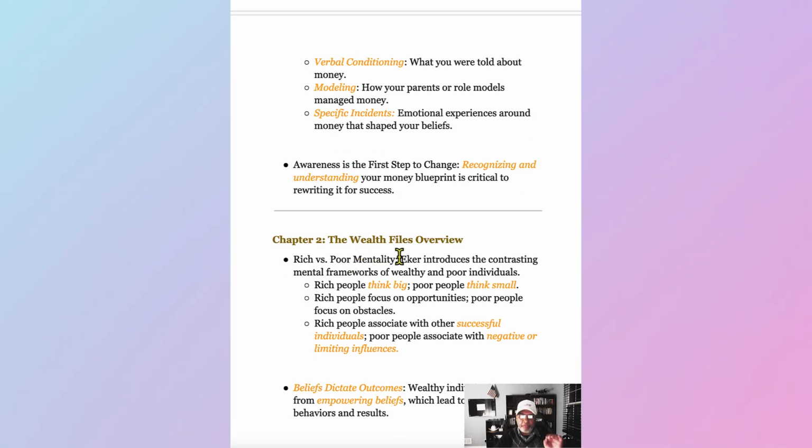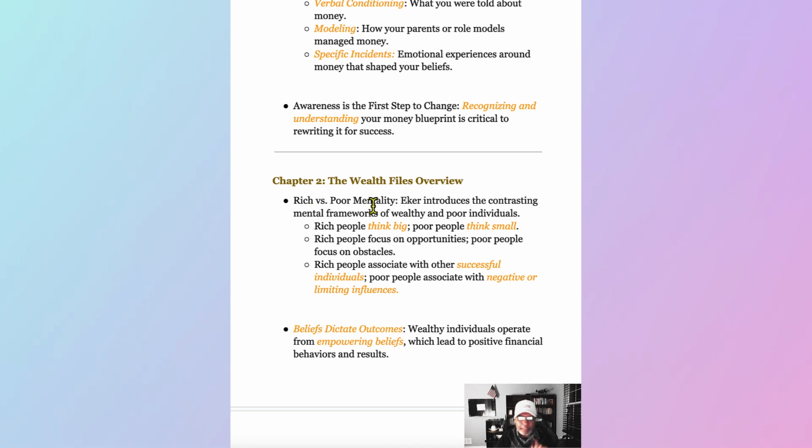Chapter 2, the wealth files overview. Rich versus poor mentality. I love this one. Eker introduces the contrast of the mental framework of wealthy and poor individuals. Look at this. Rich people think big. Poor people think small. Pretty logical stuff. Rich people focus on opportunities. Poor people focus on obstacles, right? Isn't that the truth? Rich people associate with other successful individuals. Poor people associate with negative or limiting influences.